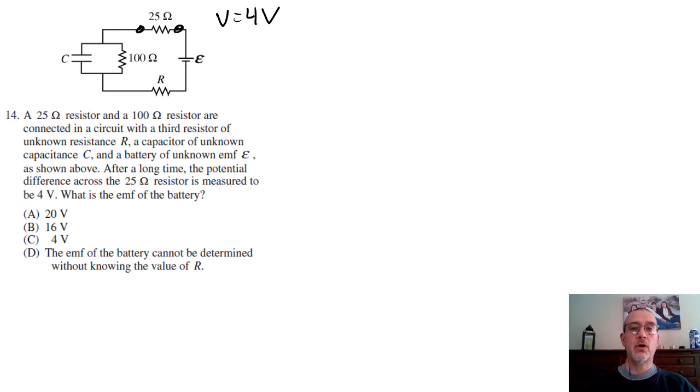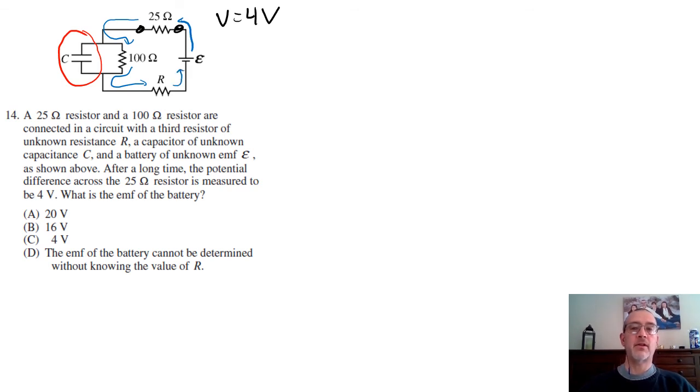Now, after a long time, we know that the capacitor is going to act like an open switch. It's going to be fully charged. So what we're going to do is ignore this section of the circuit for now. So the current is just going to be flowing around the circuit. It's going to be going out of the battery, through the 25 ohm resistor, coming down, making the turn, going through the 100 ohm resistor, coming back through this resistor, and up into the battery.